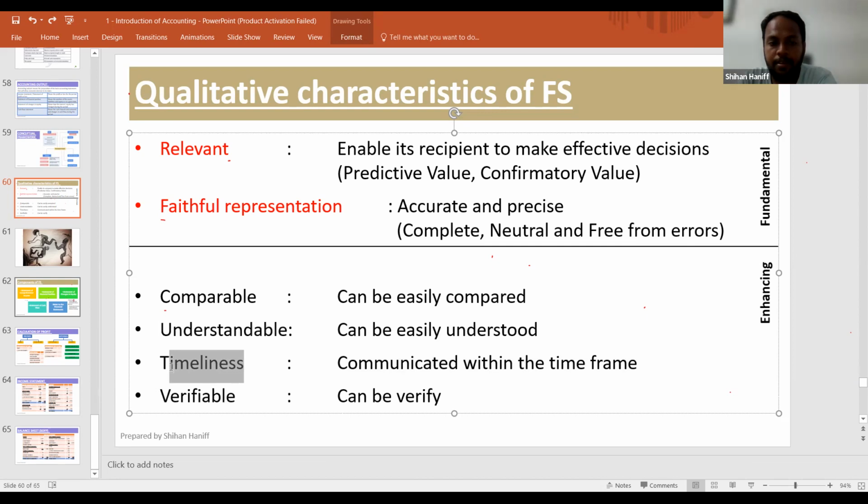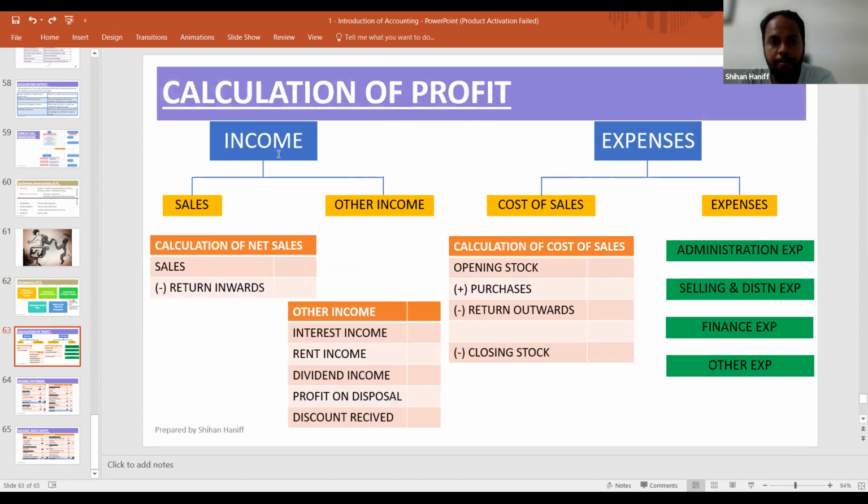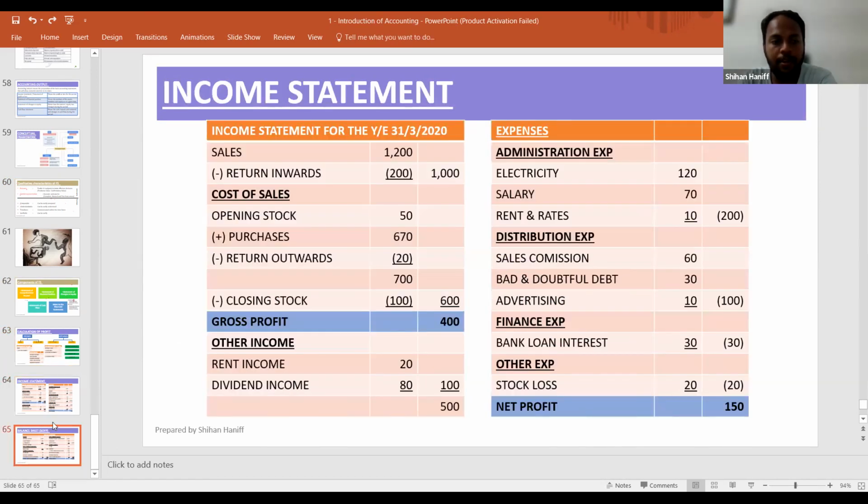Timeliness. You have to provide within the time frame. And verifiable. Can be verified. How do you verify financial statements? Using the source documents. And here are the components. Here I have given the income and expenses categories. You can just go through that.